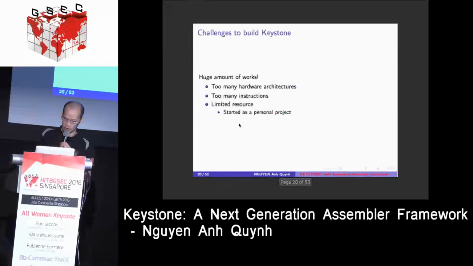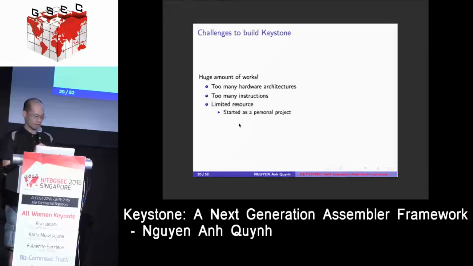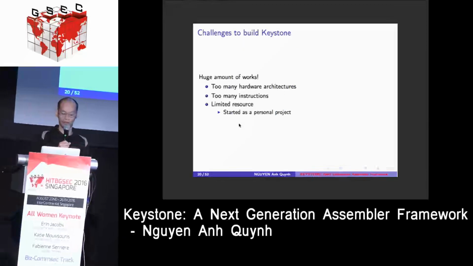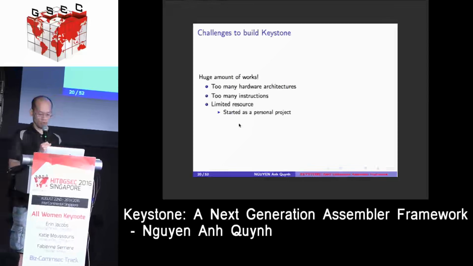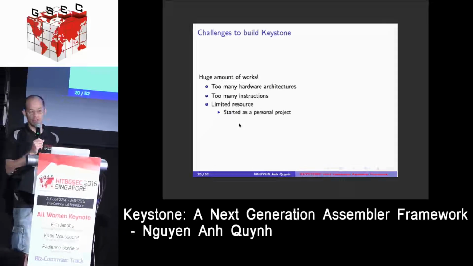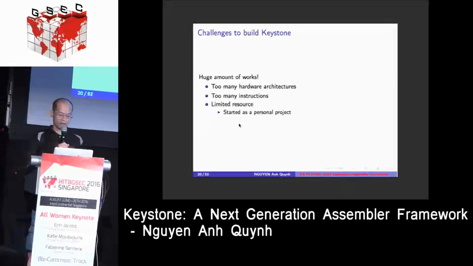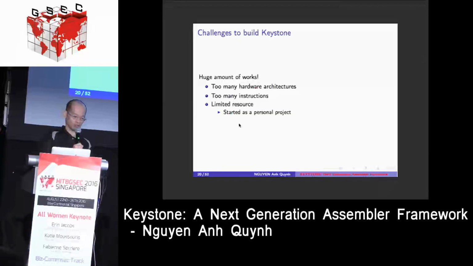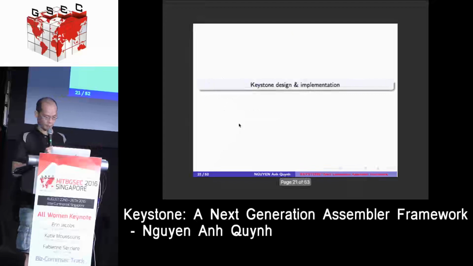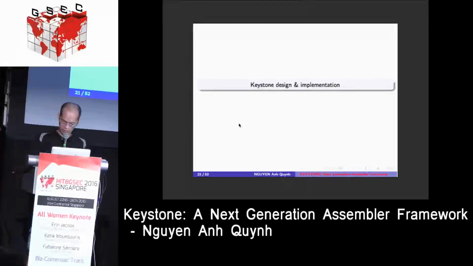Okay, so the thing is that I want to build Keystone, but you can see that there is a huge amount of work. There are too many architectures I want to support. For each architecture, there are too many instructions. And finally, limited resources, because this project started as my personal project, only me working on that. So you see that I want a lot of things, but it is a lot of work. So how did I make it?